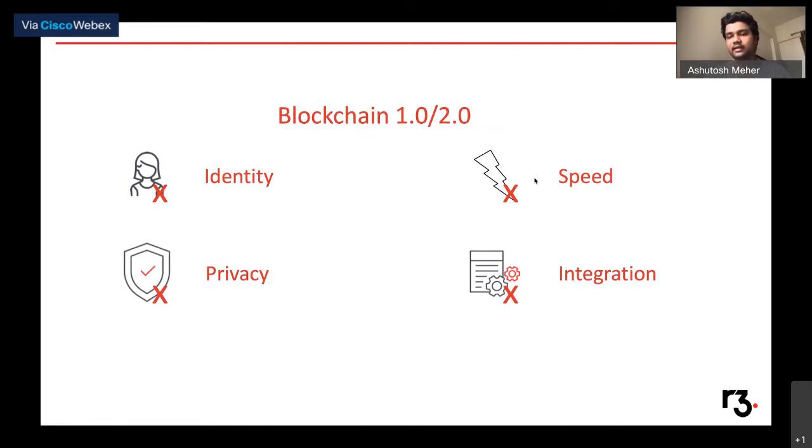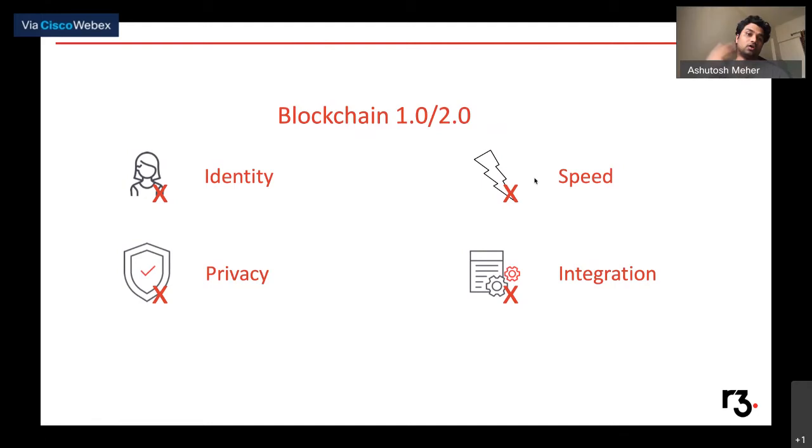And then finally, the problem of integration. Think of any enterprise software, it has to integrate with multiple other systems. But these traditional blockchains had a problem with integration. The assets that you create are trapped within silos, and you can't integrate with external systems, which was again a problem if you want to use them in any enterprise grade solution.